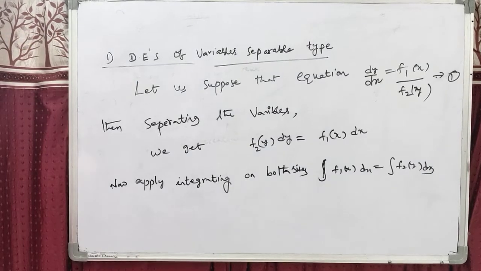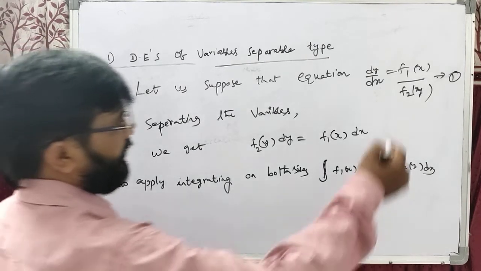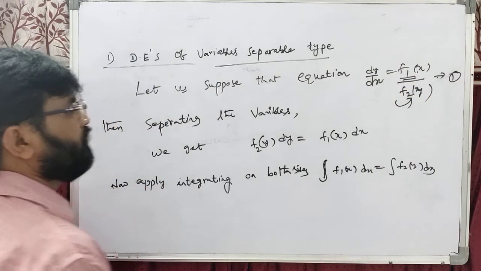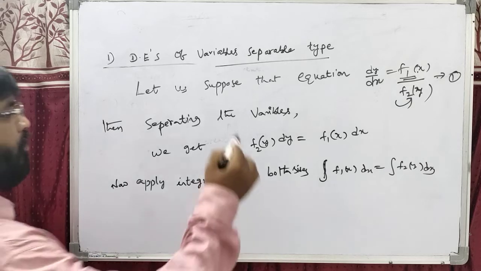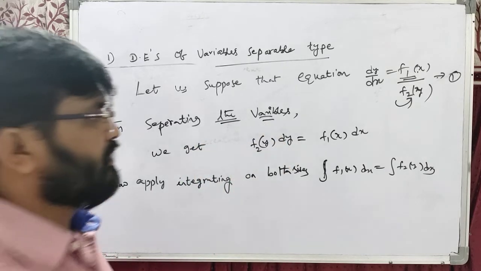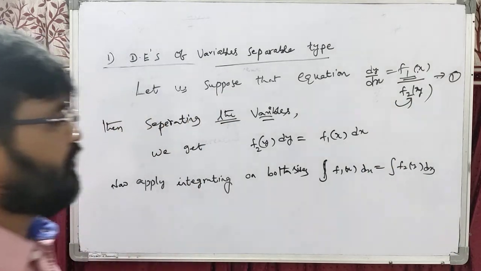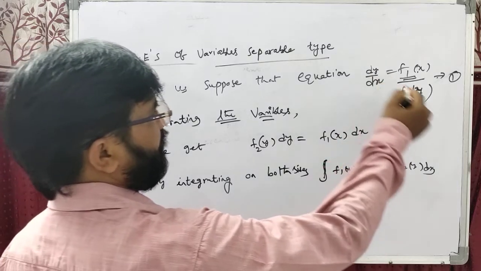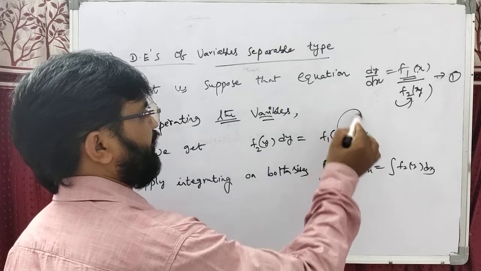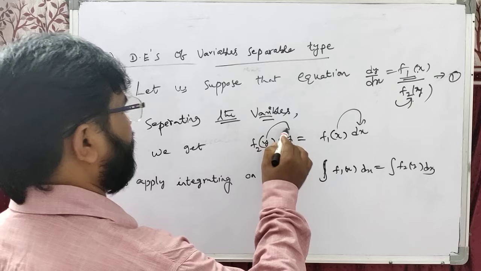Dear students, let us suppose the equation dy/dx = f1(x) f2(y), where f1 is in terms of x and f2 is in terms of y. Then we separate the variables, that means we send the x terms to one side. How to write this? We just cross multiply. We get dy/f2(y) = f1(x) dx. So we write the x side with dx and the y side with dy.